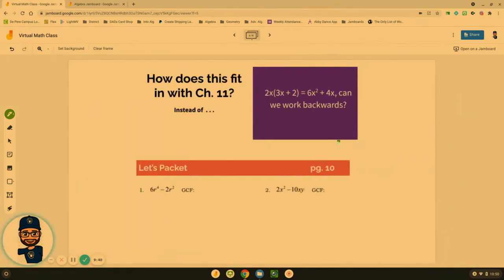I'm going to be on page 10 in your packet eventually. And what this is helping us to do is to eventually work backwards. What we've been doing a lot of is taking 2x times that and 2x times 2 to get the result.